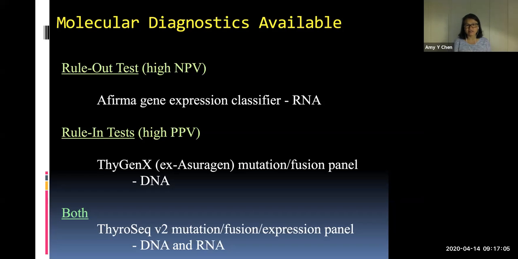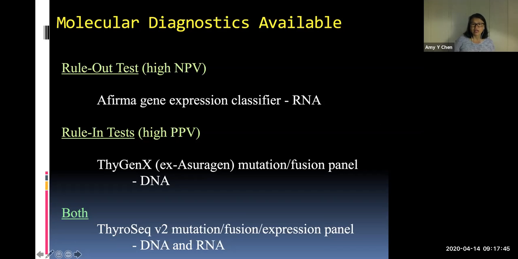So the molecular diagnostics that are available, there are many, many available, but I'm just going to talk about a few of them, which are probably the most commonly used ones right now. And I should say that I have no disclosures. I am not on any sort of speaking board for any of these companies. So a rule out test means that it's a high negative predictive value. So if you have a negative test, you can rest assured that you are most likely going to be negative. And the Afirma test is one such test. A rule in test means that you have a high positive predictive value. The ThyGenX is such a test.